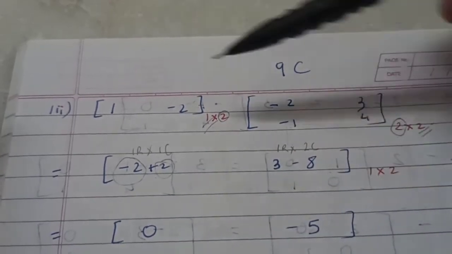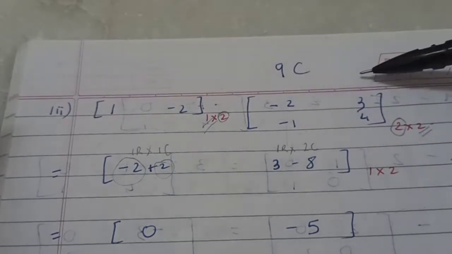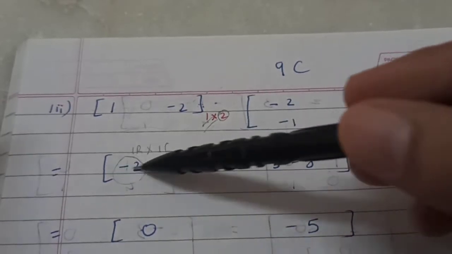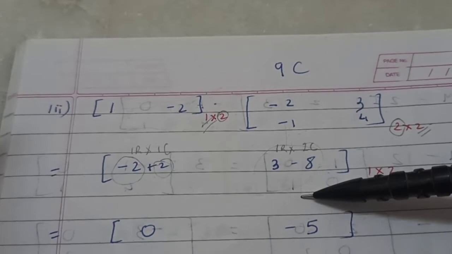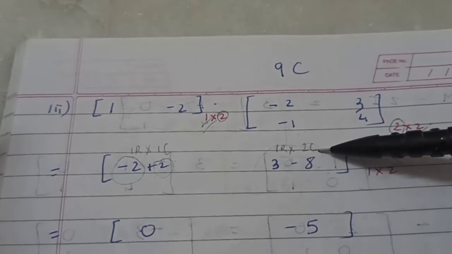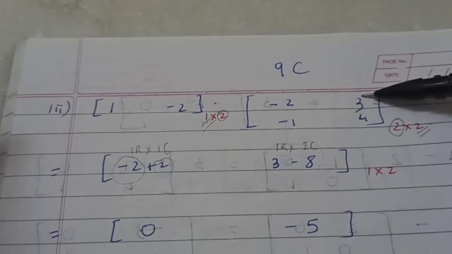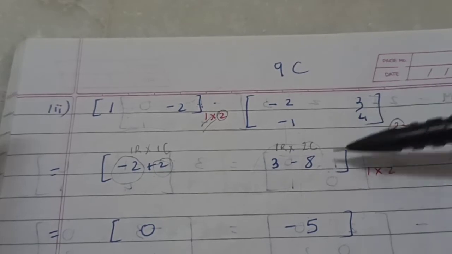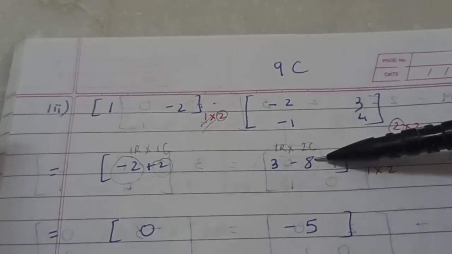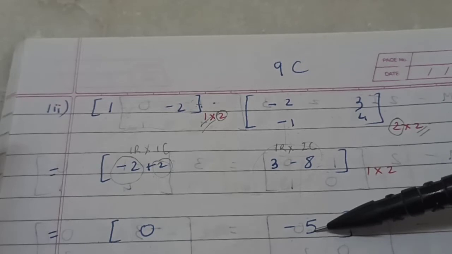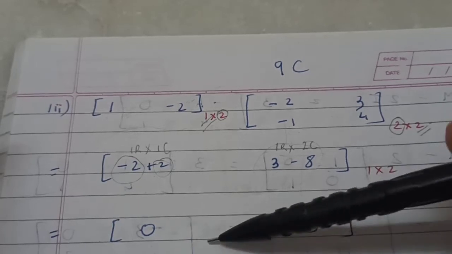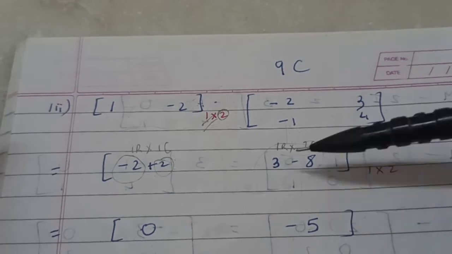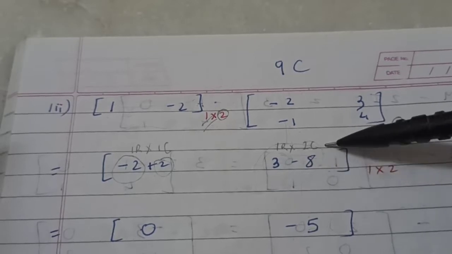Next, again first row into the second column. Remember, this also belongs to the first row and it is in the second column. So that's a hint. So 1 into 3 is 3 and minus 2 into 4 is minus 8. So 3 minus 8 is minus 5. Now make sure you leave a lot of space between different elements. You should not be confused about whether these are two different elements or a single element.